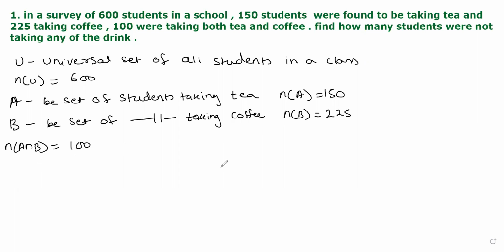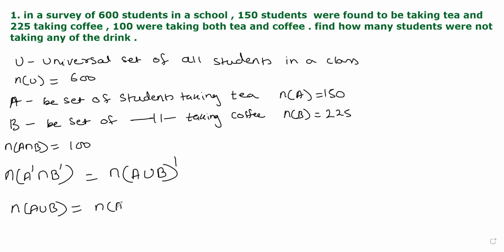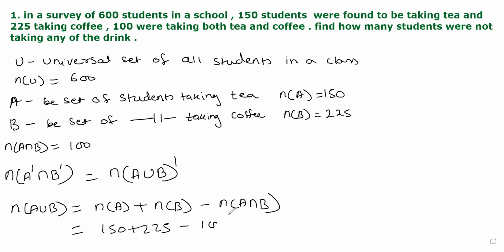You want to find out the number of students who are not taking any of the drink. That is, students who are not even taking tea and not even taking coffee. By De Morgan's law, it is number in (A union B) complement. So I'll first find number in A union B. It is number in A plus number in B minus number in A intersection B. That is 150 plus 225 minus 100.